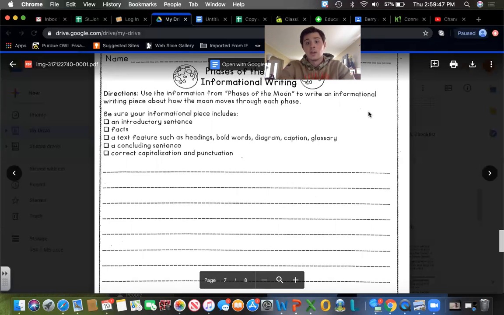All right. Now that we know what our informational writing piece is going to be, we can take a look and figure out what it is we have to write about. In this case, if you keep reading from there, it says writing piece about how the moon moves through each phase. So what we're going to be telling our reader is we're going to be explaining to them the movement of the moon, all right, and how it goes through each of its phases. So now that we have that, we can go and take a look at our Foursquare.